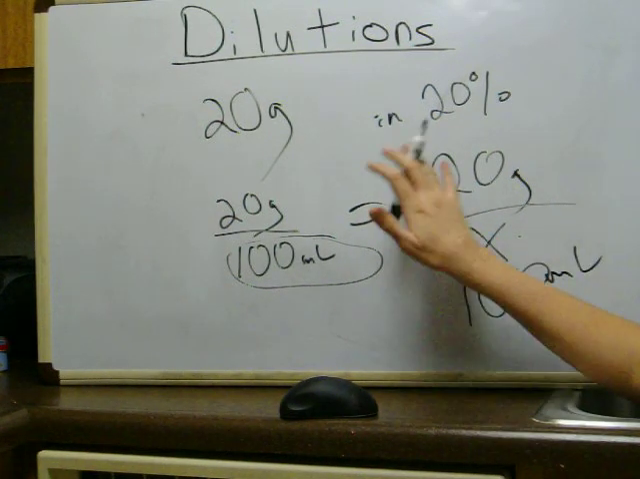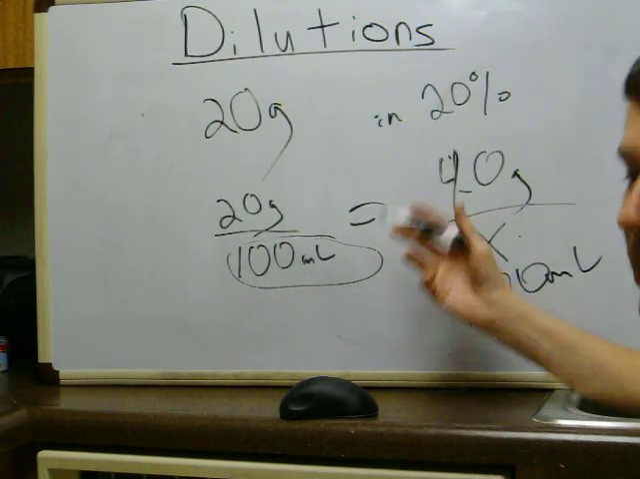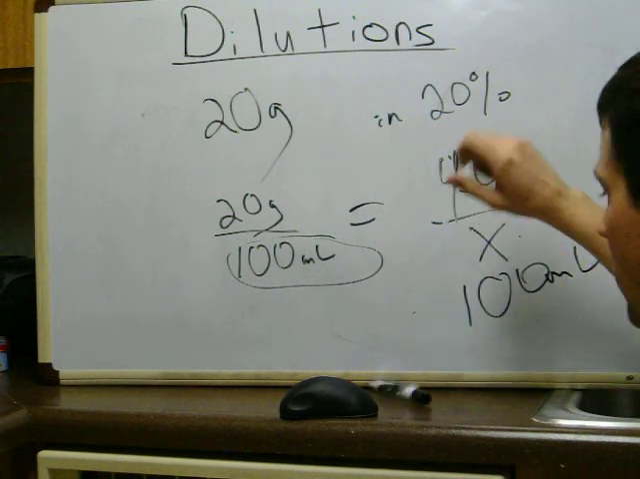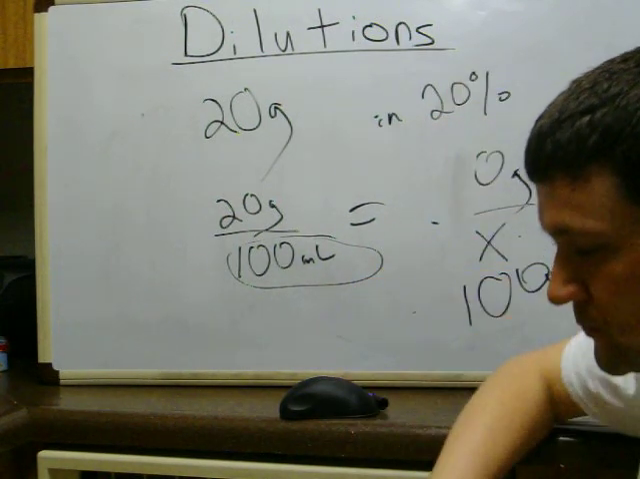And if we had a different number, let's just for fun say we had 40 grams, we would be able to do the math to know what our volume was.